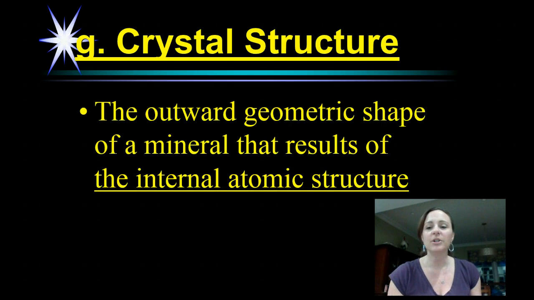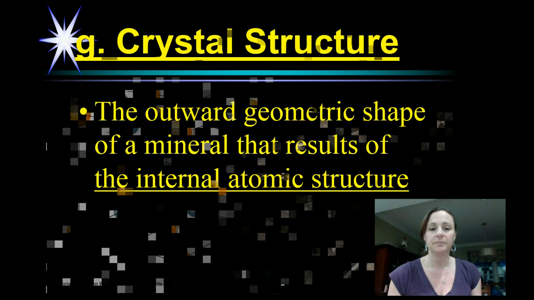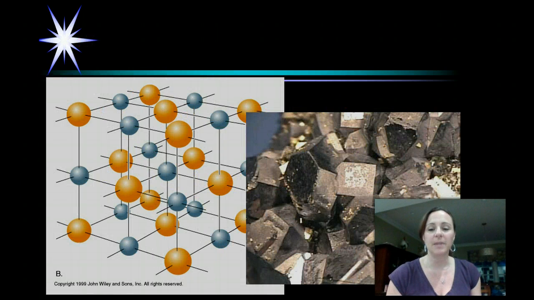Well, today we're going to get right into it and start talking about the last specific way that we can identify a mineral, and that is by its crystal structure. The outward geometric shape of a mineral is due to the internal arrangement of atoms. Let me show you what I mean.